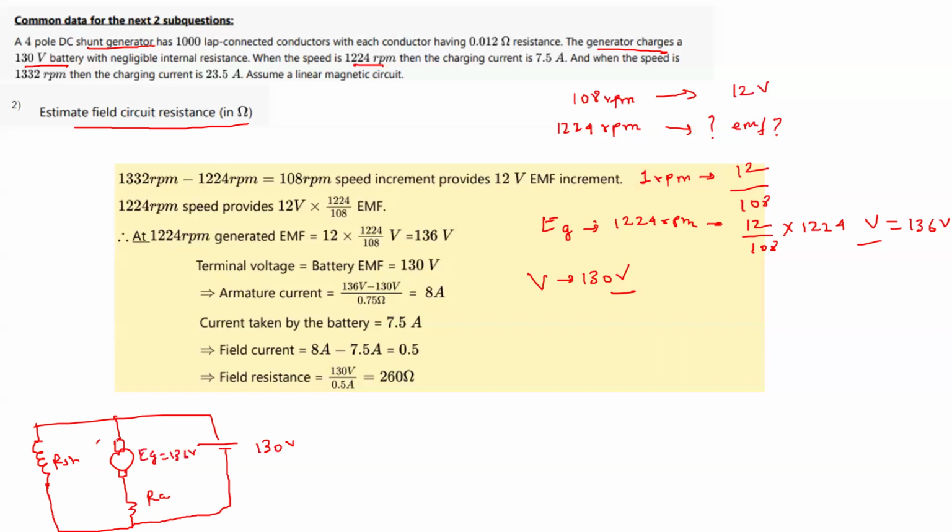Now what we need to find, and you said that the charging current is 7.5 amperes. So the charging current for this battery here is 7.5 amperes.